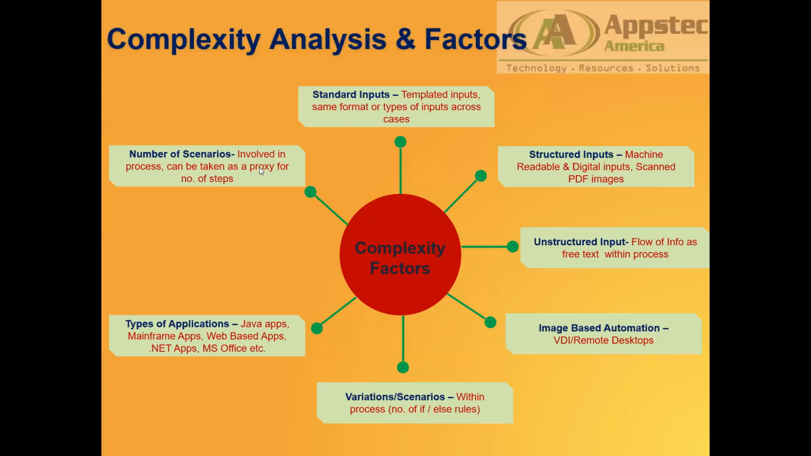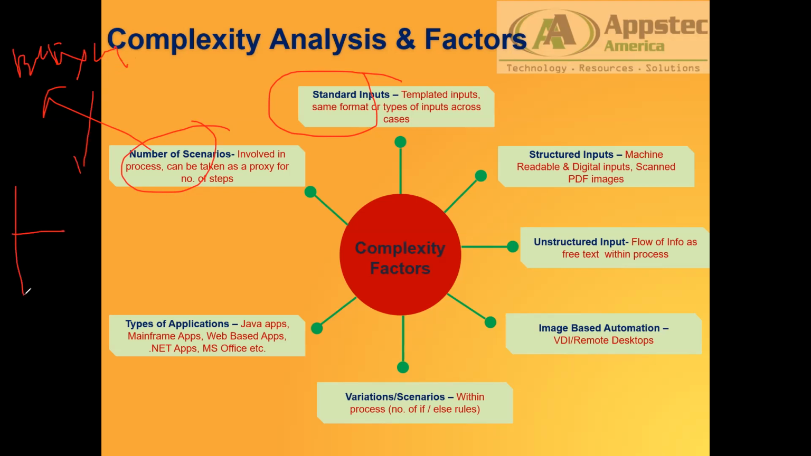All right, moving on to the next, complexity analysis factors. So again, as I said, there are certain factors that define my complexity. One is standard input. I need to have templatized or standardized inputs across every step of the process to decide what complexity my project is going to be. Number of scenarios, that means business exceptions. If there are too many scenarios or business exceptions in my process, it can become a complex process, and I might need to see which quadrant it falls into.